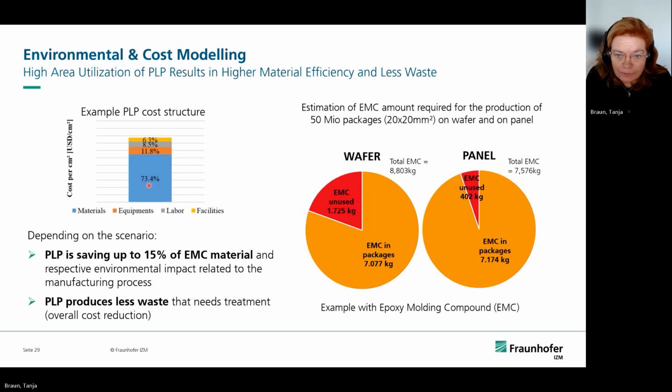And if you now remember, you have a much better area utilization on the panel. That also means you have much less waste and unused EMC. That's the same for the dielectric material and so on. So you get an additional cost advantage because you have a higher utilization of the materials you use, and they are not cut or diced away at the end, because you have a quite worse area utilization here.